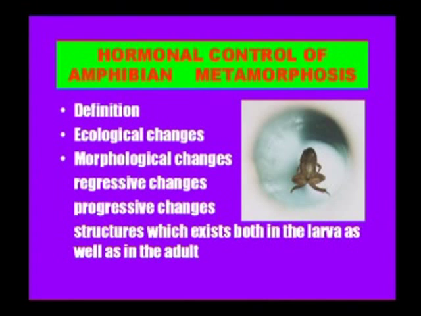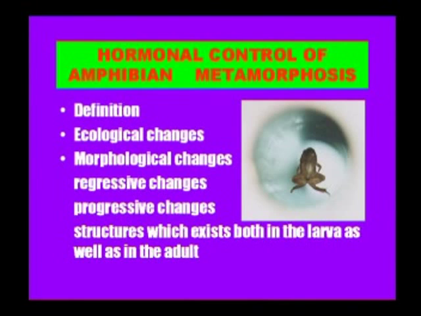When it switches over from the aquatic medium and the herbivorous diet, it transforms to a carnivorous diet and a terrestrial environment. It can feed on worms, insects, and can even overpower and engulf rodents and other larger animals. Then the next subheading, morphological changes.